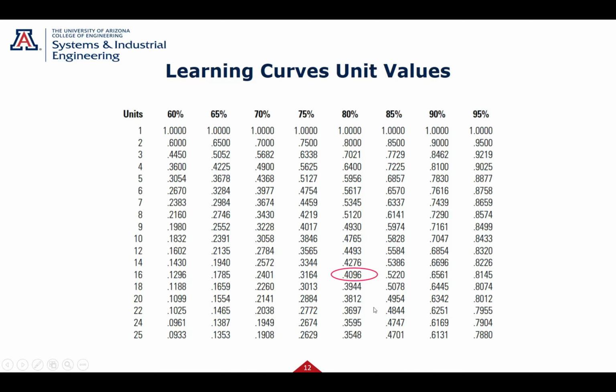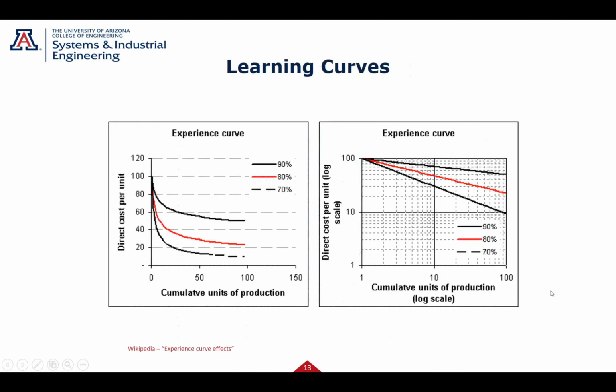But let's say you don't have a double unit, 16, 18. So what's 16? The next double is 32. Well, but I want to know what unit 22 is. There's the values there. So the table is nice. And that's based on the learning curve.